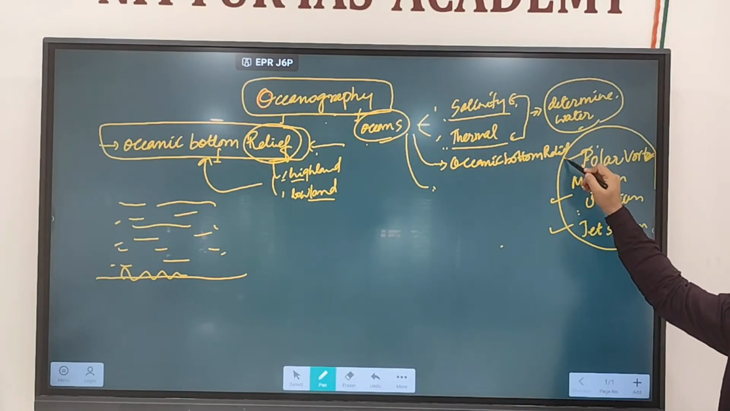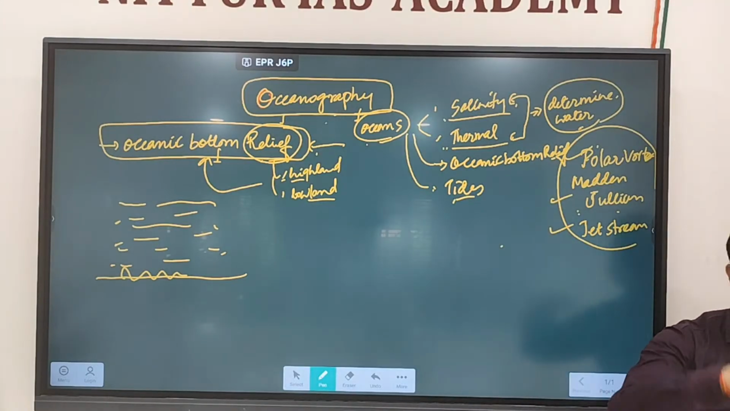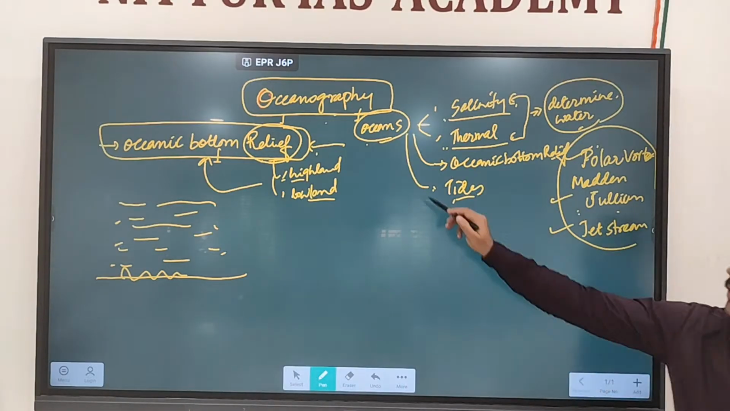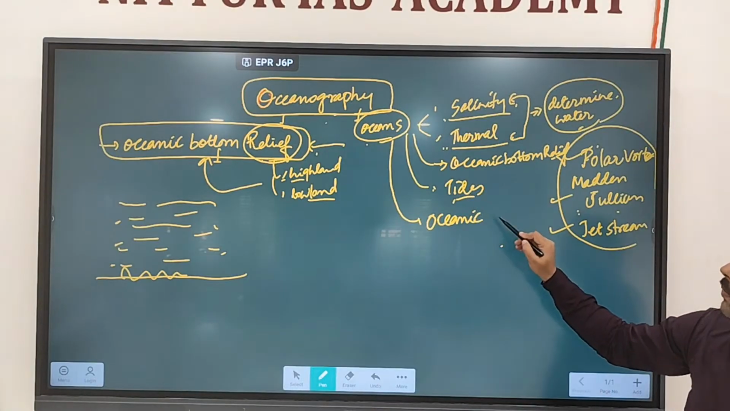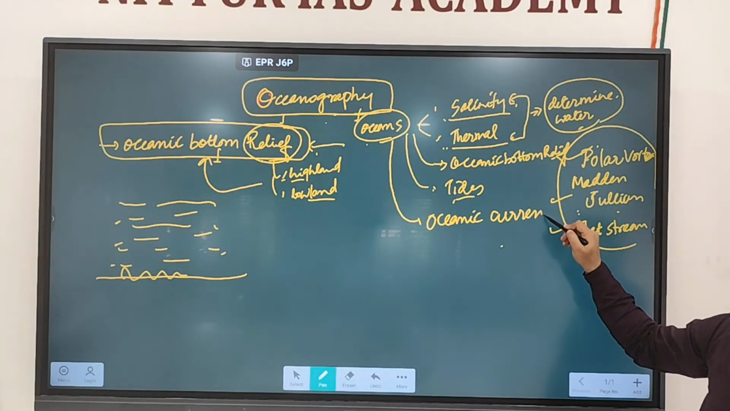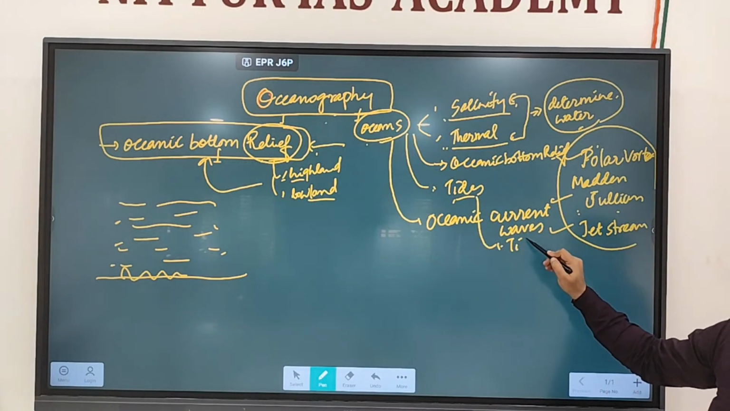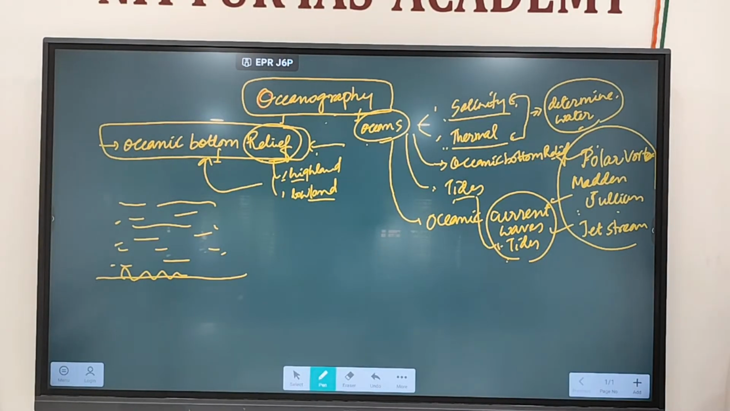The fourth thing that you have to study here is the concept of tides, how the high tides and the low tides are formed. That is going to be studied under oceanography. Then movement of water. Water can move in three forms: oceanic current, waves, as we discussed, and tides. So you have to study movement of water in terms of oceanic currents, oceanic waves, and oceanic tides.